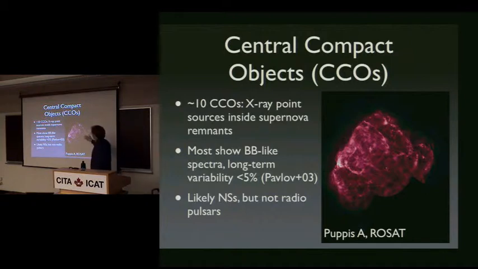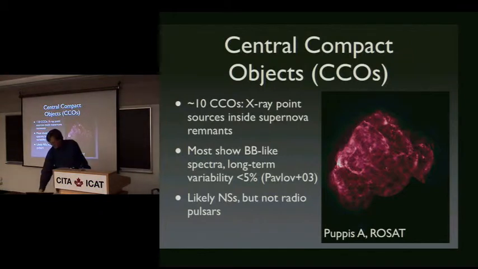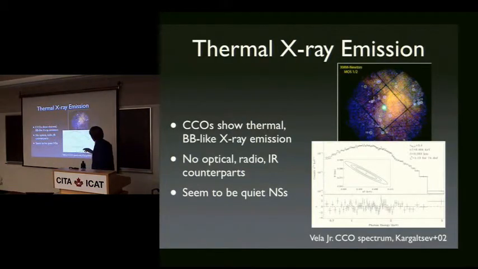And then there are these things called central compact objects, actually point sources inside supernovae. Most of them show black body-like spectra and relatively little long-term variability. So we think that these are probably neutron stars, but not radio pulsars. Here's an example of one of their X-ray spectra, from the Vela Junior central compact object. They have no optical, radio or IR counterparts, so we think they're single neutron stars, not binaries.